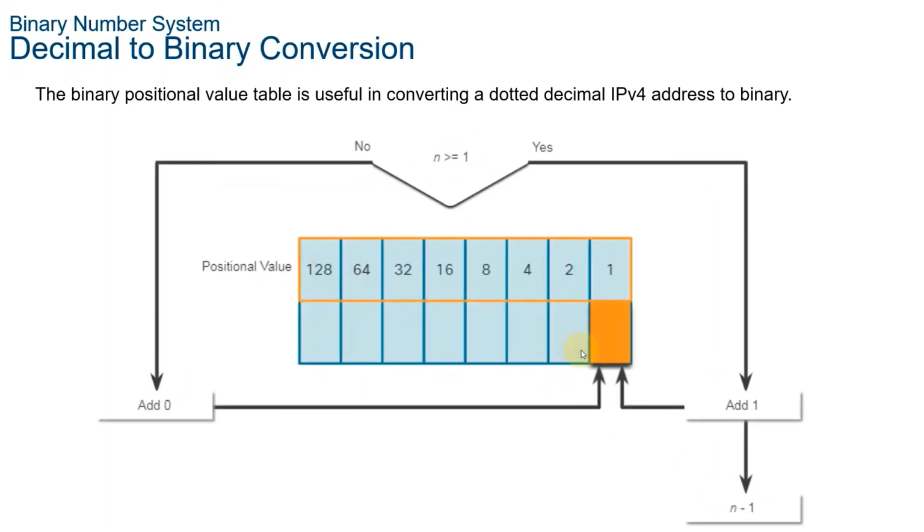And the last one, same thing with the previous one. Is the decimal number of the octet n equal to or greater than the last most significant bit, 1? If no, add 0 in the 1 positional value. If yes, add binary 1 in the positional value of 1 and subtract 1 from the last decimal number. So that's how the algorithm works on converting decimal to binary.